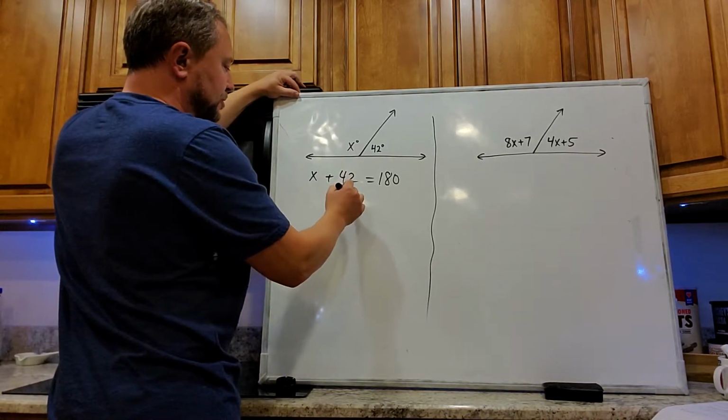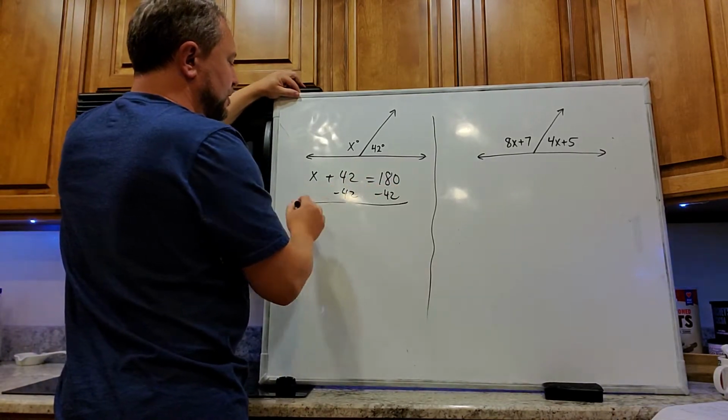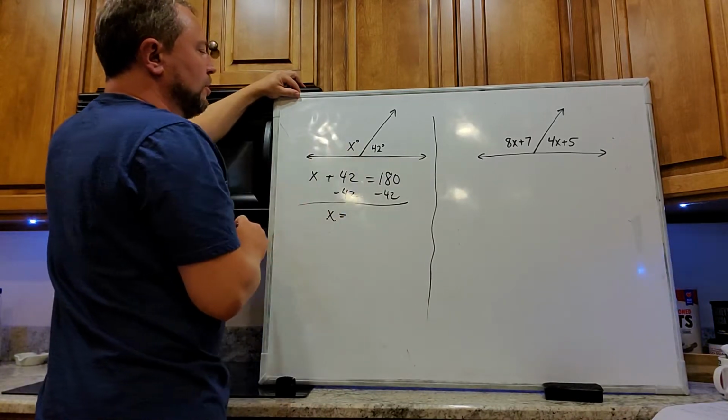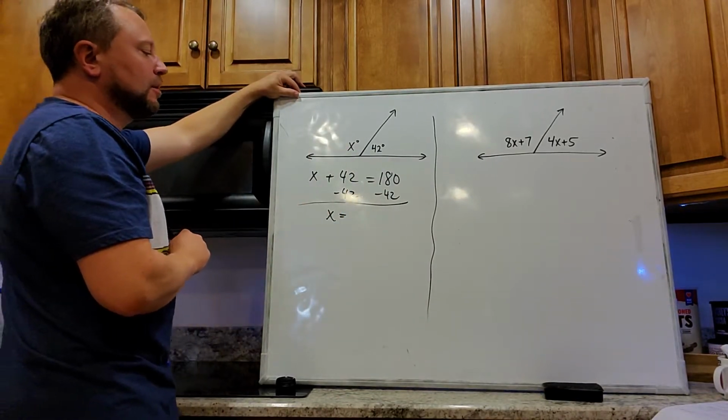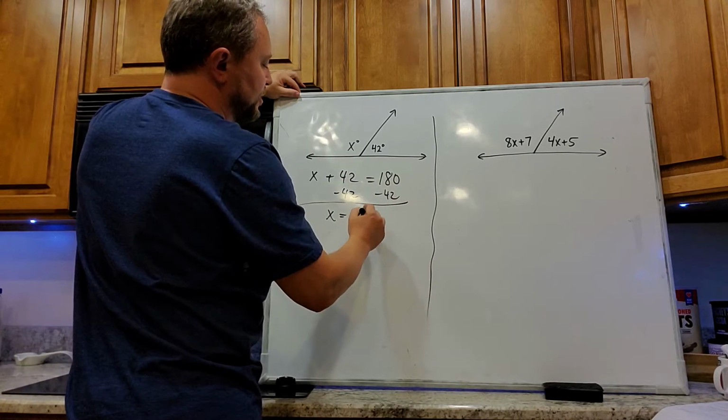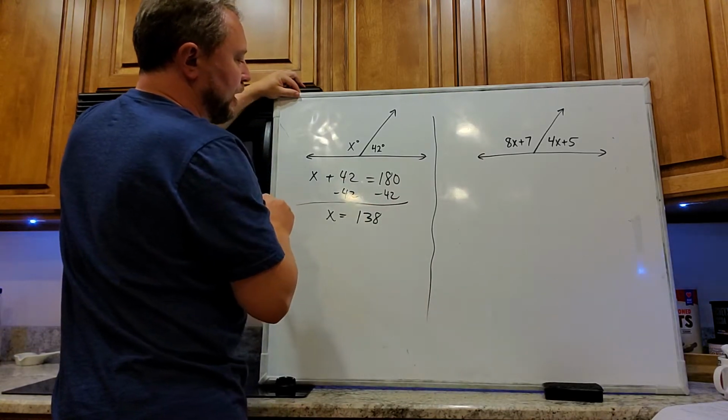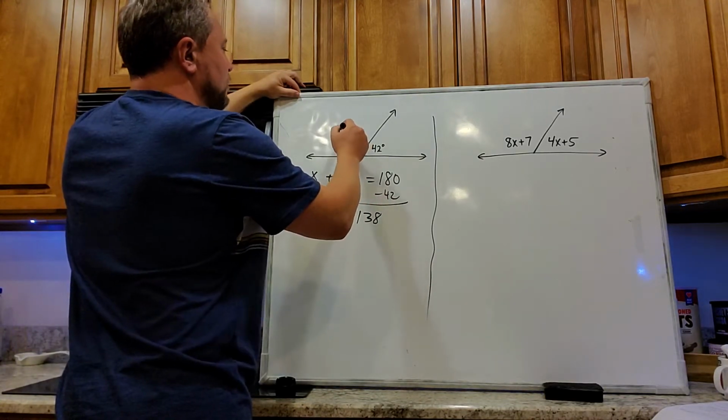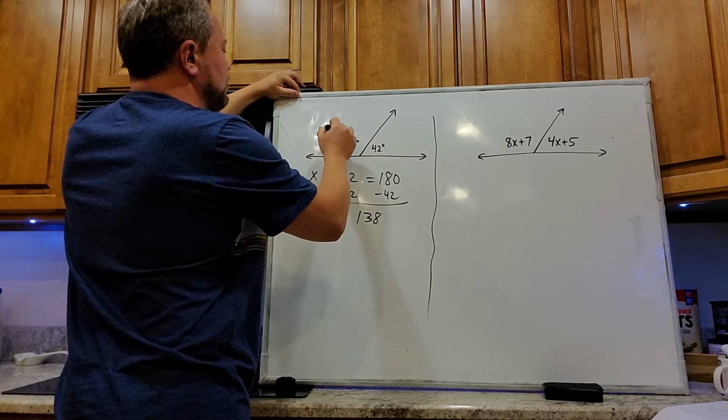As you can see, if I subtract the 42 over to the other side, it'll reveal what x has to be here. And in this case, that's 138 degrees. So x is 138 on this one.